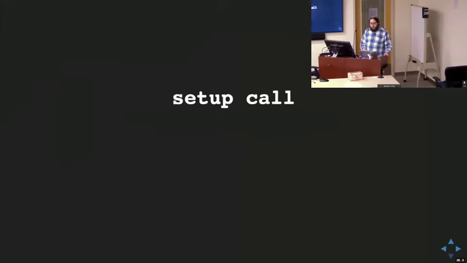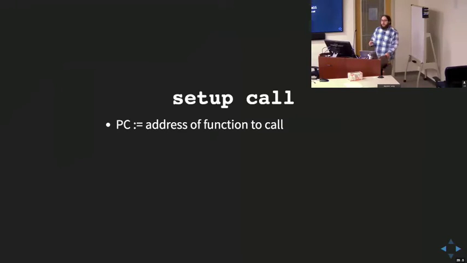Then we set up the call by setting the PC in the thread's register set to the address of the function that we're interested in calling. So it might be the address of mmap or pthread_create. Obviously, we have to resolve those addresses inside the target by finding the correct library and using the correct offsets from the base of the library.